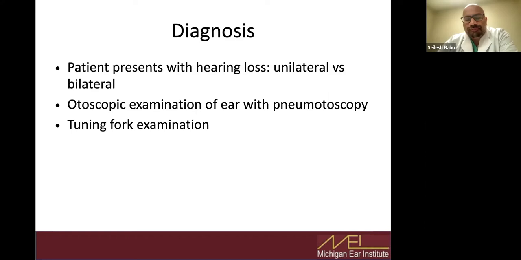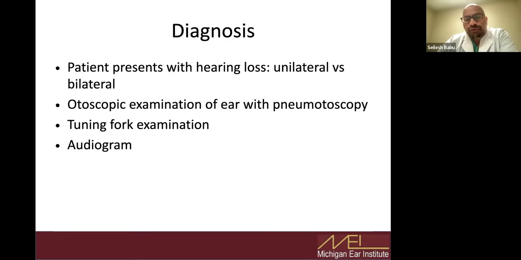It's critical, I tell the fellows here, I think it's critical to do a tuning fork examination on every patient, because then you get used to whether the audiogram matches up to what you expect it should be. And in conductive hearing loss, it's critically important to do a tuning fork examination on the patients.